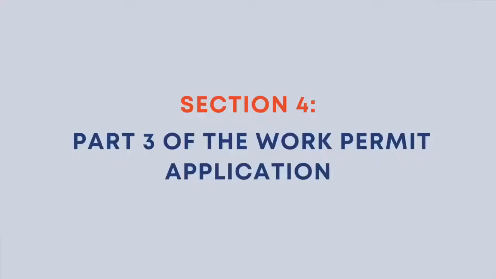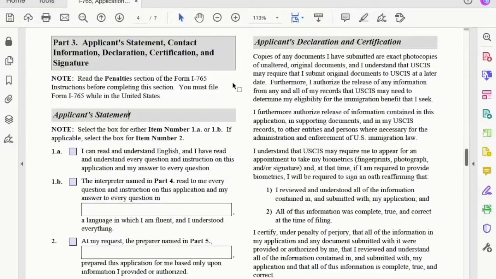Section 4, Part 3 of the Work Permit application. Now, I will go through Part 3 of the Work Permit application. The first question is your statement as the applicant. Check box 1A if you can read and understand English, and you have read and understood every question on the application. Check box 1B if somebody read the questions and your answers to you in your language. Write the name of your language in the text box. If you had checked box 1A, you can write N/A in the text box.